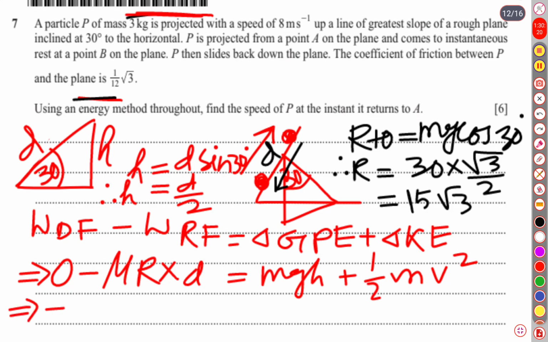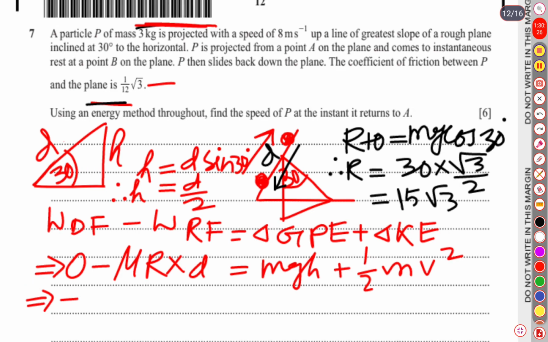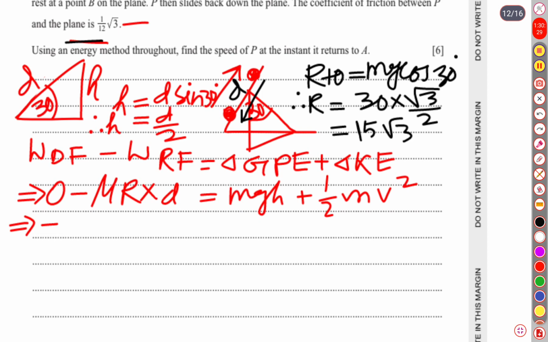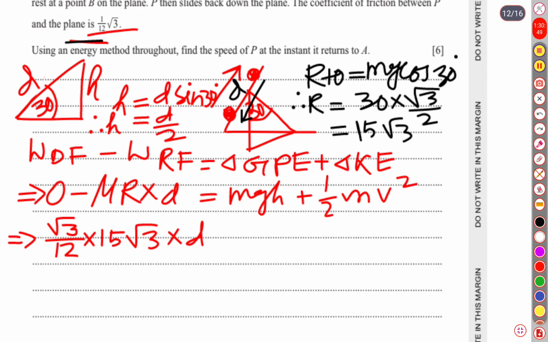Our mu is already given. Mu is square root of 3 over 12. And our normal reaction is 15 square root of 3, into 15 square root of 3. d is unchanged, and it is definitely negative. Equal to: the mass of the particle is 3 kg, acceleration due to gravity is 10, and the height we have obtained is d over 2.